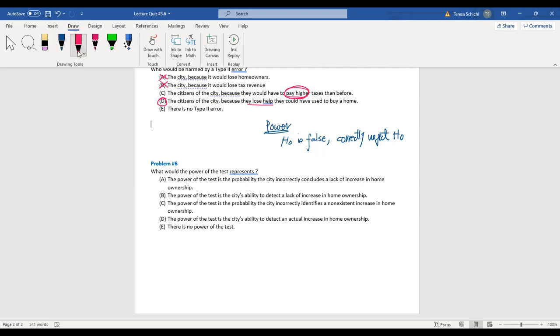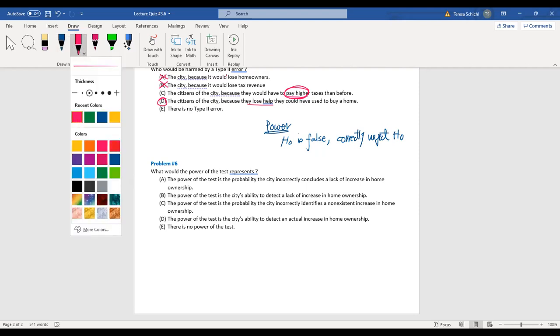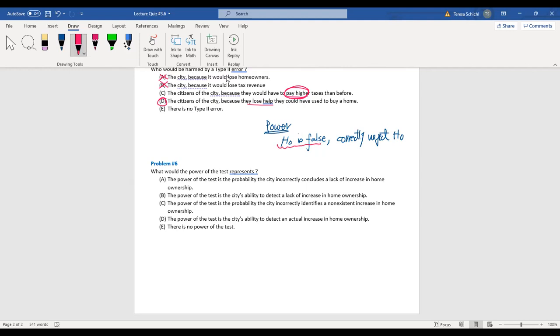Now let's transfer that back to the context. H0 is false. That means the home ownership rate is increasing, correct? Then we reject H0. That means we think the ownership is increasing. So because we reject the null hypothesis, we think the ownership is increasing. So what are we going to do? We're going to keep the tax break, right? Now let's see which one is the best.